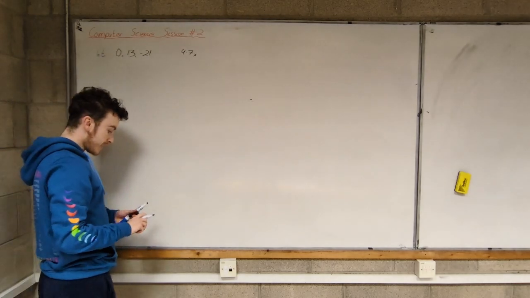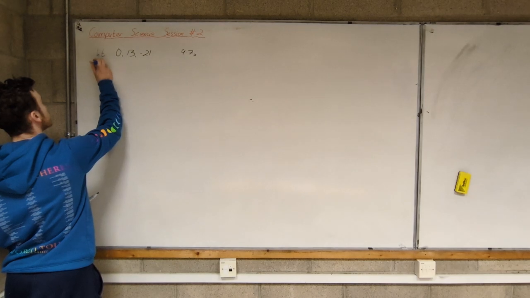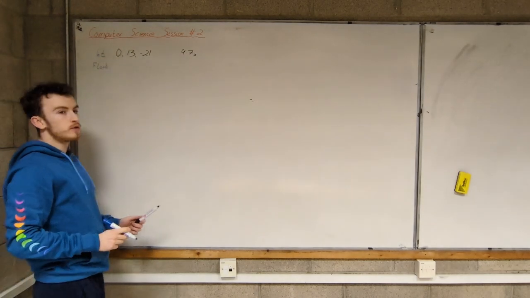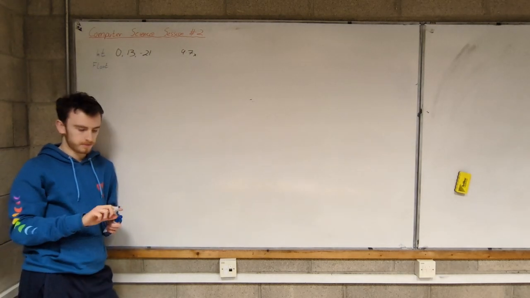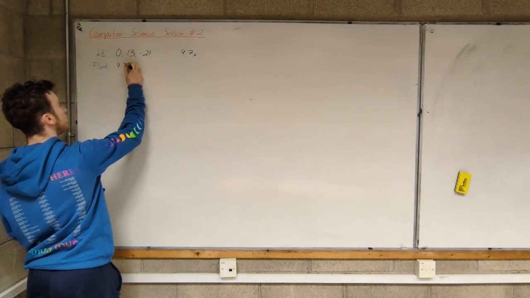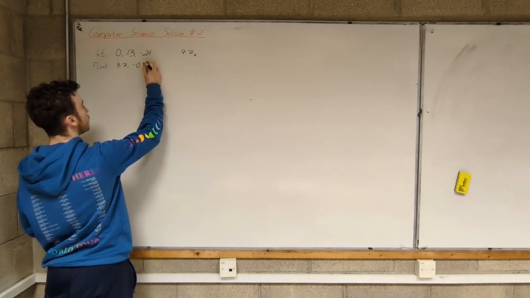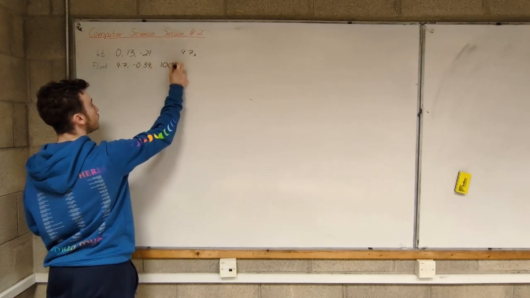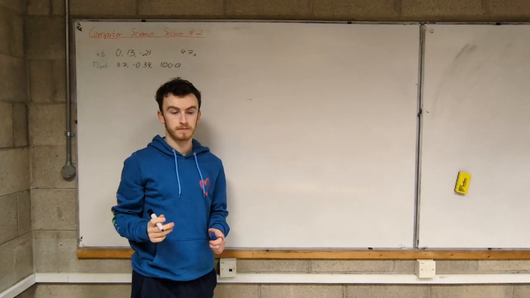What 9.7 is, is what's called a float number. Float is the computer science term for a decimal number. So this would be the likes of 9.7, minus 0.39, 100.01. All examples of float numbers.